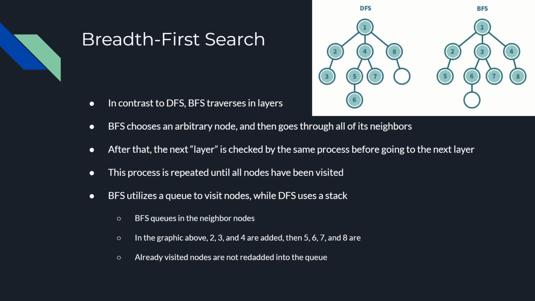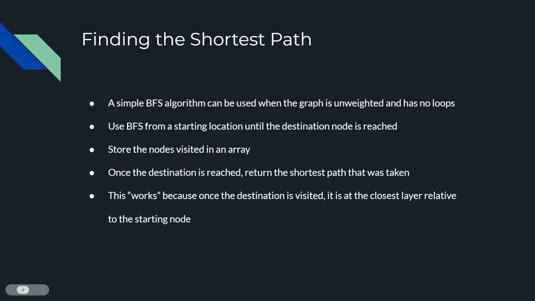The reason why breadth first search is really useful is because we can use it to find the shortest path in a given graph. So first, we'll use BFS starting from a given node that we choose as our origin. We store these nodes that are already visited from the BFS algorithm in some sort of array, and once we reach the destination, we return the shortest path that was taken.